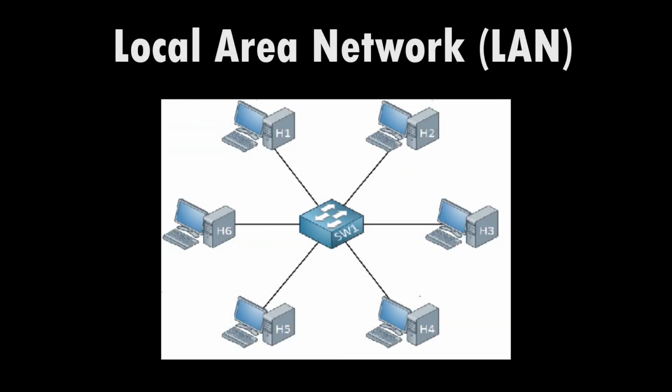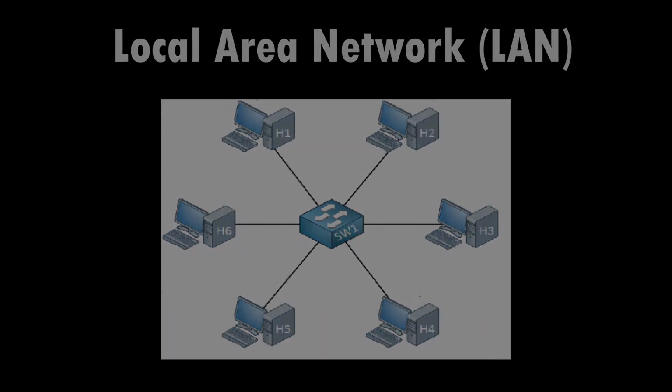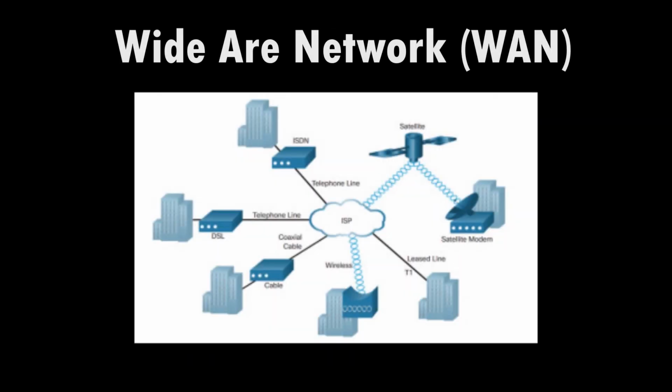Networks are classified based on the range of devices they cover. A network confined to a small geographic area, such as within a building or department, is referred to as a local area network, or LAN. A network that covers a wide area, such as several buildings or cities, is called a wide area network, or WAN. Wide area networks typically consist of two or more interconnected local area networks.